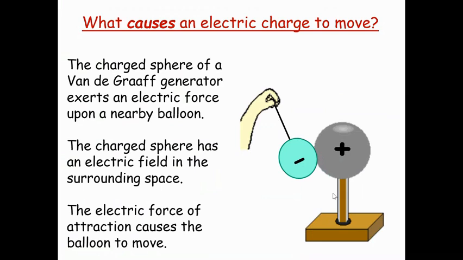The charged sphere of the Van de Graaff generator exerts an electric force on the nearby balloon. The two electric fields interacting with each other exert an electric force. In this case, an attractive force because opposites attract. The charged sphere has an electric field around it, so does the negatively charged balloon. And the interaction of those two electric fields cause an electric force of attraction, which results in the balloon moving toward the positive charge. In fact, it accelerates toward the positive charge.